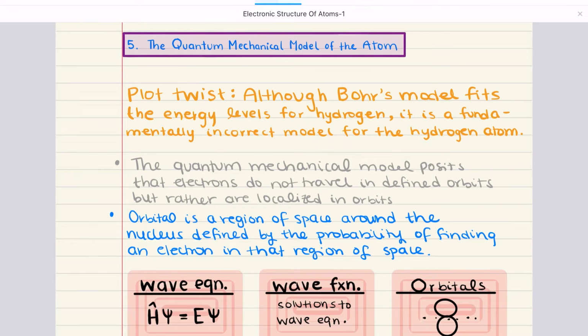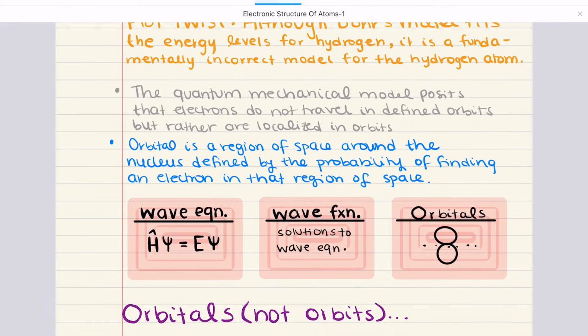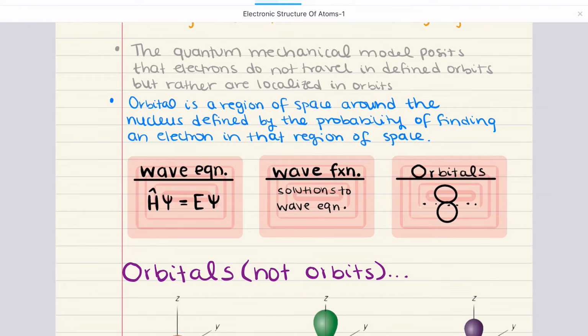Now, the most important difference between Bohr's model and the modern quantum mechanical model is that Bohr postulated that electrons follow a clearly defined circular path or orbit at a fixed distance from the nucleus, whereas modern quantum mechanics has shown that this is not the case. Rather, we understand that electrons move rapidly and they're localized within regions of space around the nucleus called orbitals. Orbitals, not orbits. An orbital is a region of space around the nucleus that's defined by the probability of finding an electron in that region.